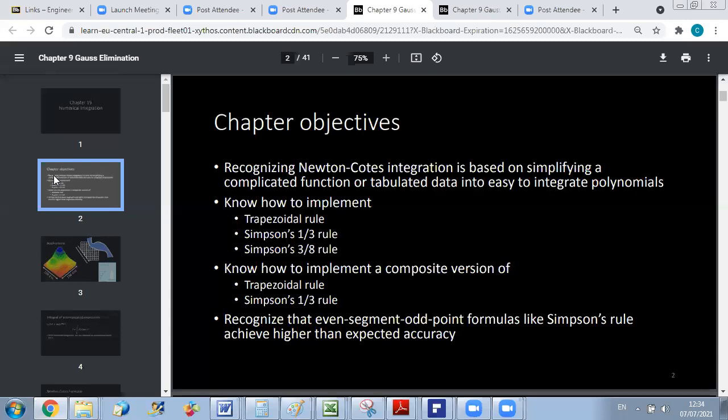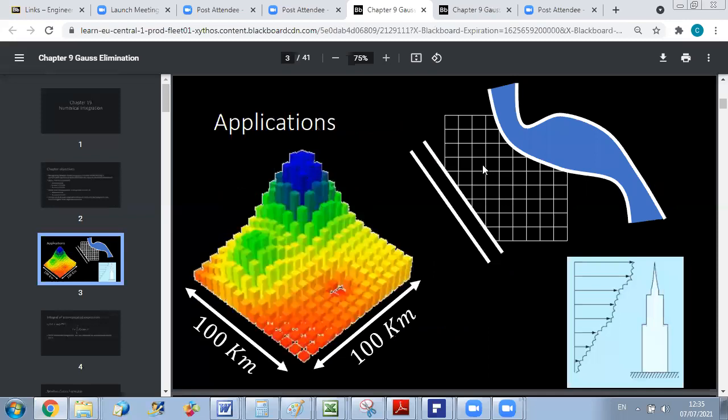So maybe some terms are new for you here, but at the end of this chapter, you will be familiar with all of these new terms. So to start with, before going over the numerical methods, let us see the main applications of integration.